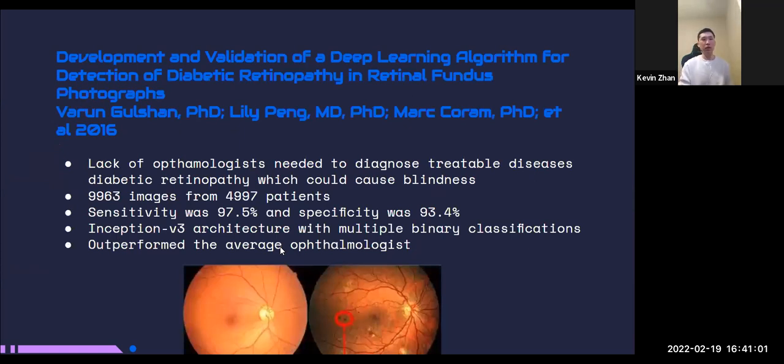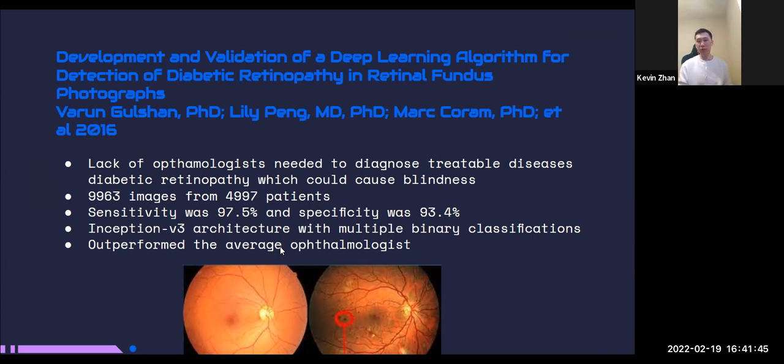So now we'll probably get into some of the examples. The first example is the development and validation of a deep learning algorithm for detection of diabetic retinopathy in retinal fundus photographs. This was made in 2016 by a team at Google. Like I said before, they identified a gap that there was a lack of ophthalmologists in some places that could treat diabetic retinopathy, which could cause blindness.